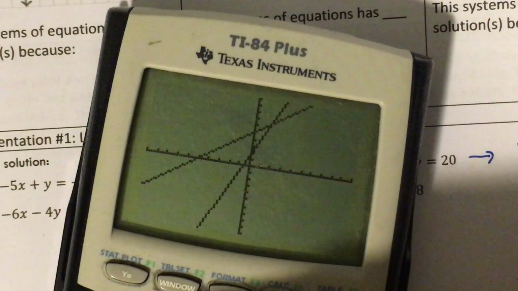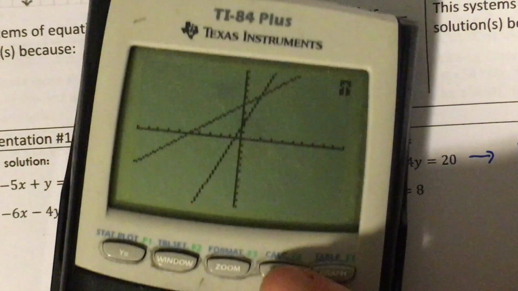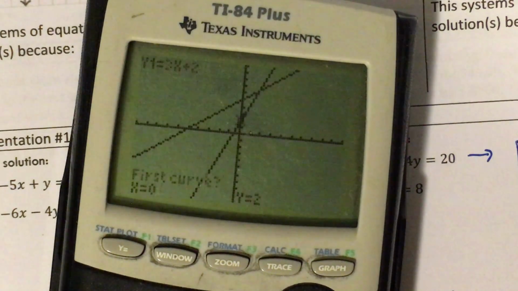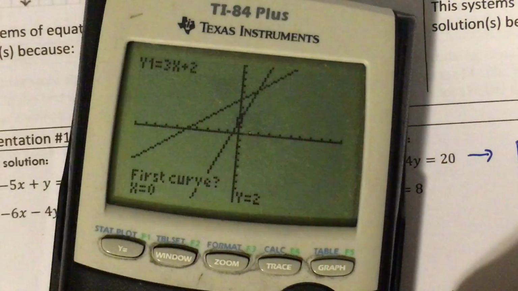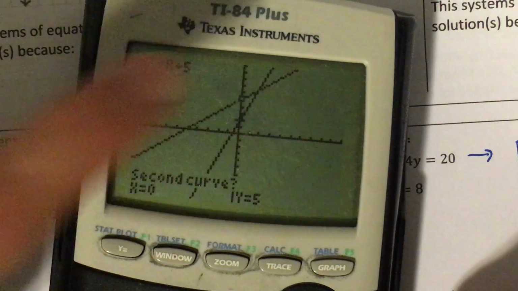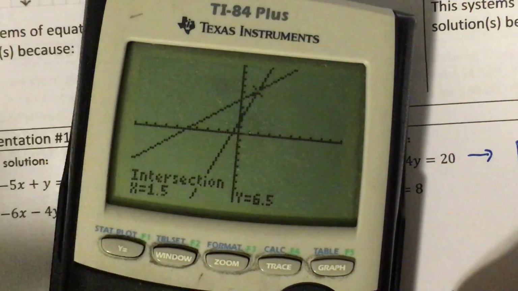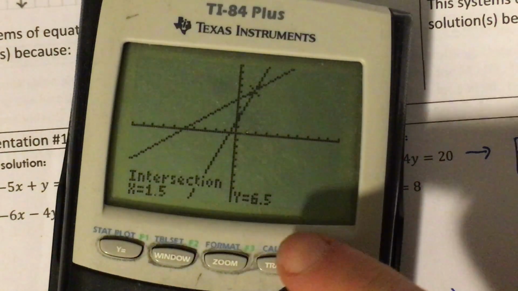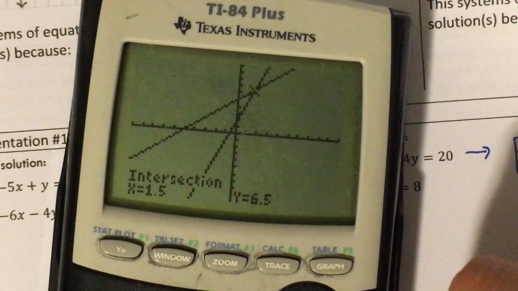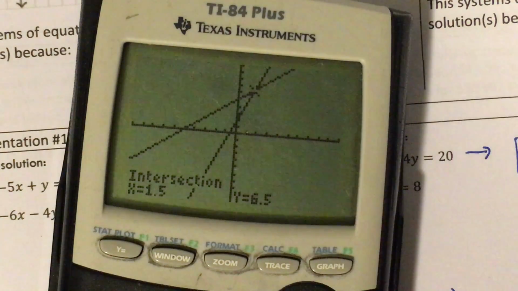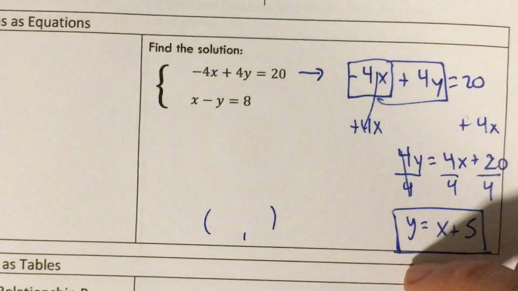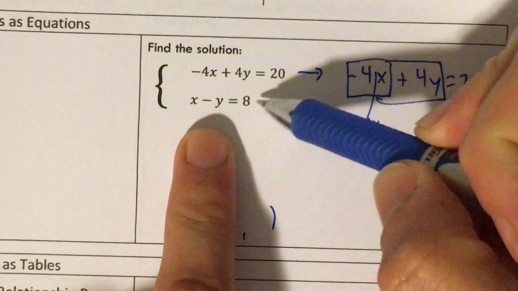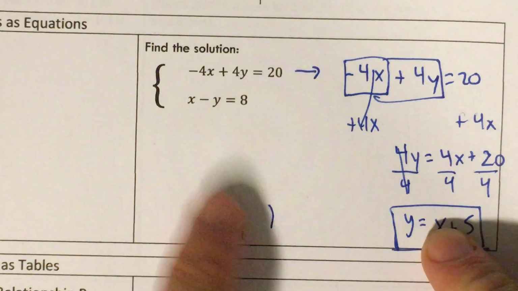If I do second calculate, so that calculate button right there, and I want to calculate the intersection. So it says, which is the first line? For me, it's just that bottom one. Enter, enter. So really it's just calculate, enter, enter, enter. And it says that the intersection is 1.5, 6.5 for these random equations that I just entered in. That won't be your answer for this problem because we haven't solved for y yet. So your job on this is to solve for y, and then plug in those two equations, find the solution.